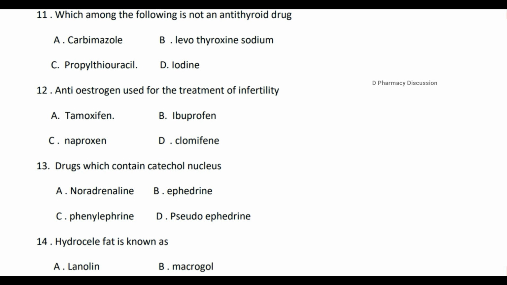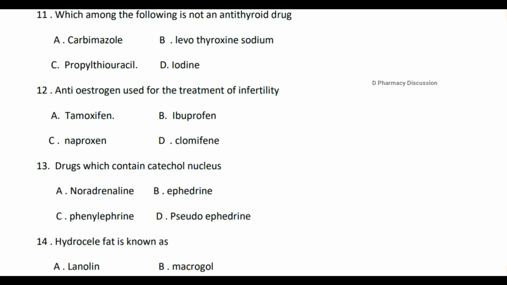Question number 12. Anti-estrogen used for the treatment of infertility. Option A. Tamoxifen, B. Ibuprofen, C. Naproxen, D. Clomiphene. Correct answer is option D, that is Clomiphene.